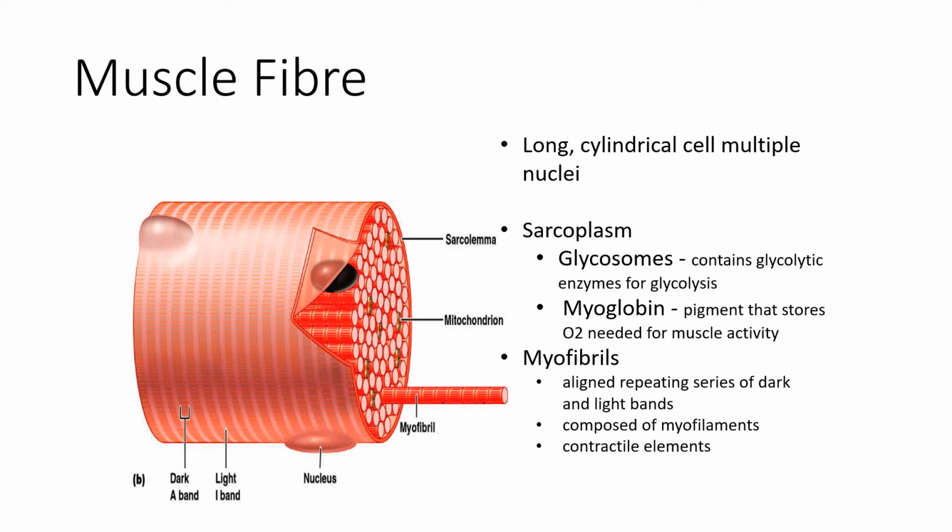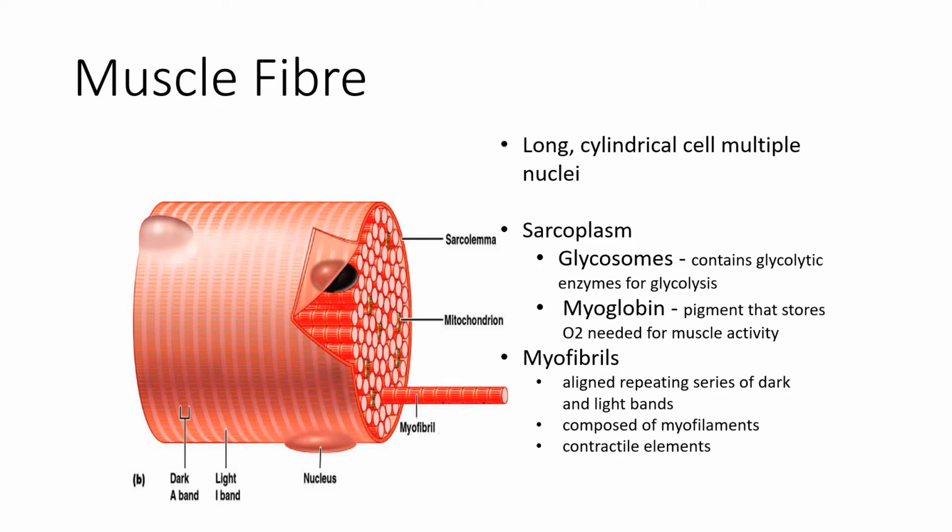Muscle fibers also contain other usual organelles such as mitochondria and Golgi apparatus, the sarcoplasmic reticulum, which is the specialized form of the endoplasmic reticulum, and lastly, myofibrils. Myofibrils are densely packed rod-like or rhabdo contractile elements. These are composed of myofilaments.